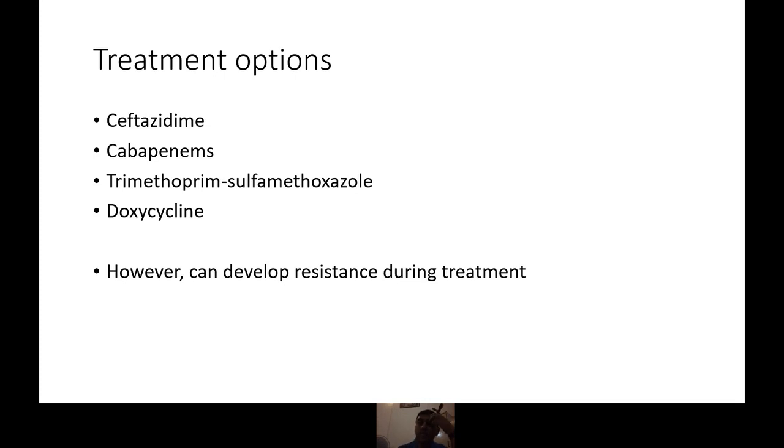But the main challenge is with treatment. I mean, you have to give weeks and weeks of antibiotic treatment. With treatment, they can develop antibiotic resistance, although they were initially sensitive. That is a big challenge.